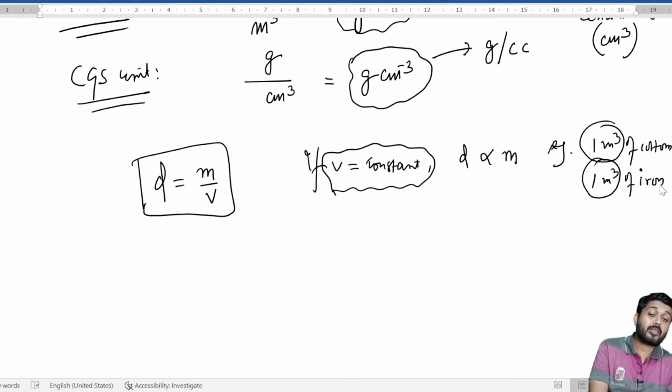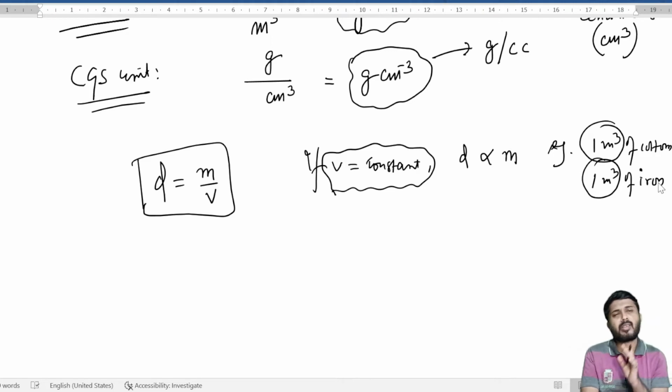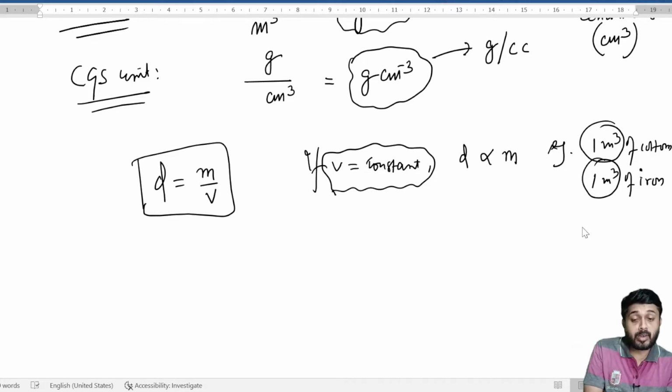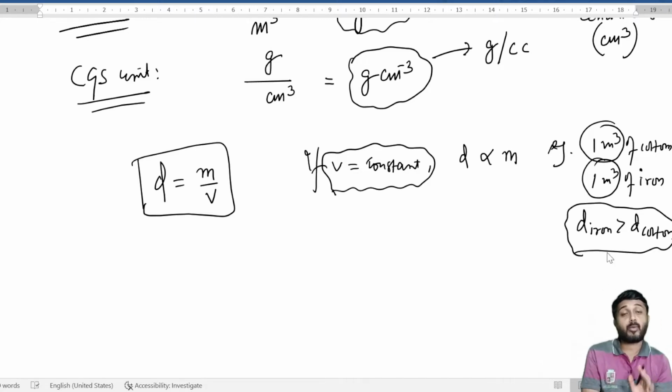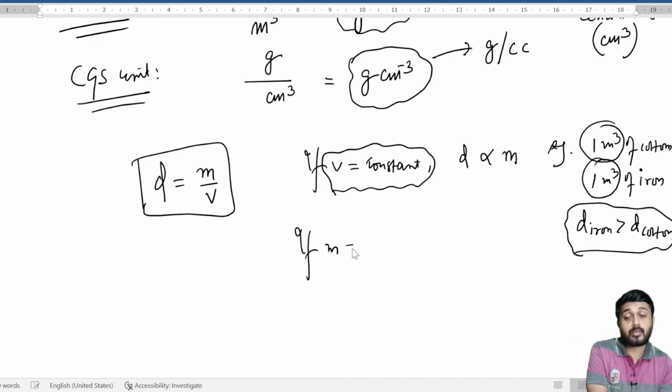Which will have more mass? Definitely iron, because iron is a heavy substance. From our common experience we all know that. So iron has more mass, which means iron has a greater value of density. So the density of iron is greater than the density of cotton. Iron is a more dense substance than cotton. That is why the mass of an equal volume of iron is more than the mass of an equal volume of cotton.